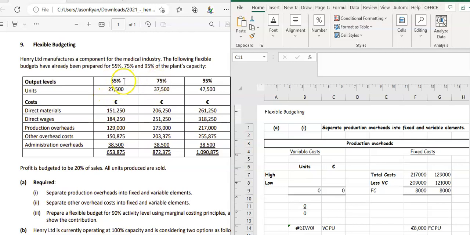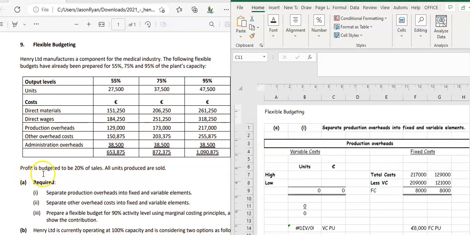So when we're working at 55%, we're going to produce 27,500 units. When we're working at 75%, we're going to produce 37,500. And when we're working at 95%, we're going to produce 47,500. And then underneath each one of these, it's going to tell us how much direct materials, wages, production overheads, other overheads and administration costs we're going to need, or the cost to produce this amount of units when we're working at this capacity or output level.